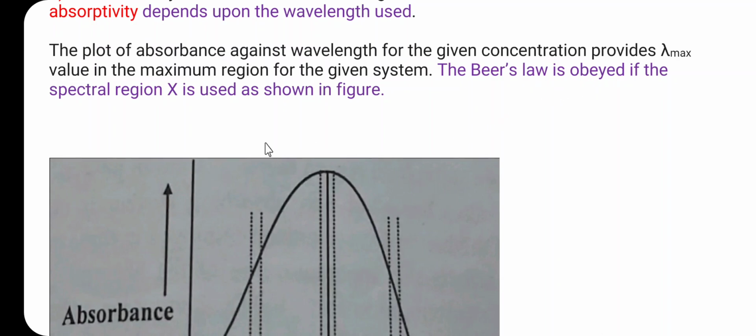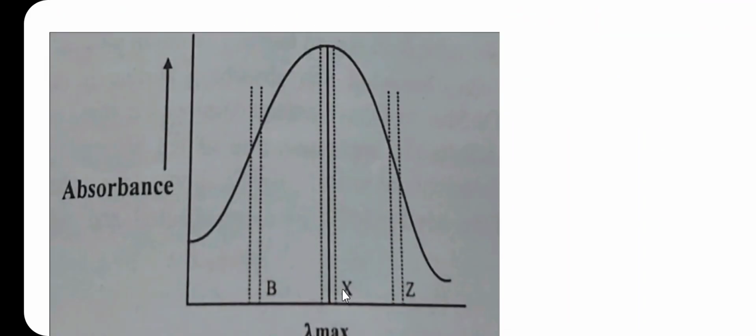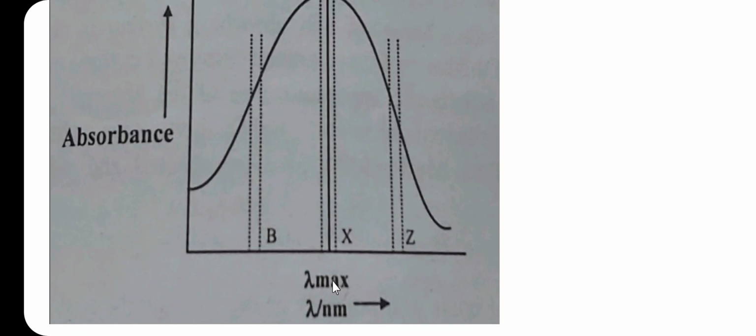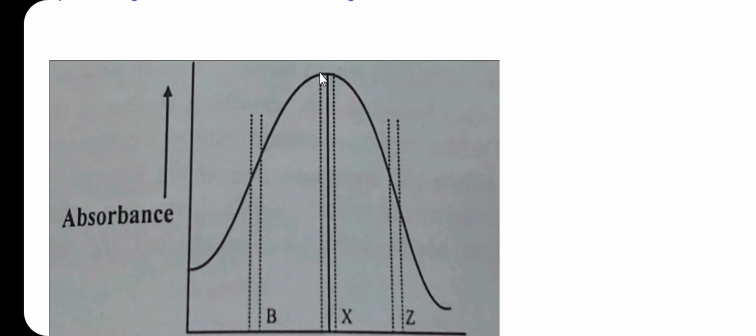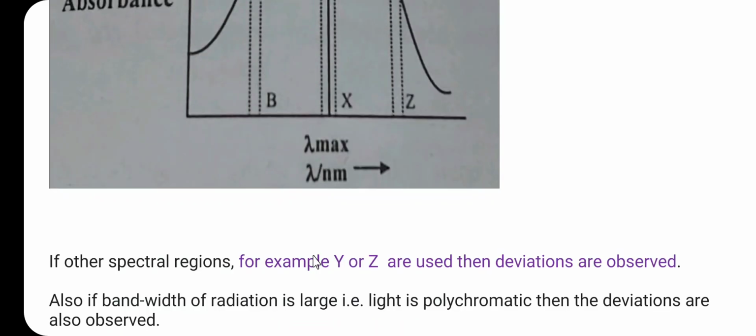Beer's law is obeyed if the spectral region X is used, as shown in the figure. If this region is used, then Beer's law is obeyed, and this value is called the lambda max, the wavelength which gives the maximum absorbance. That particular wavelength which gives the maximum absorbance is called the lambda max. In the colorimeter as well as in the spectrophotometer, the lambda max is very important. If another spectral region, for example Y or Z, is used, deviations are observed.